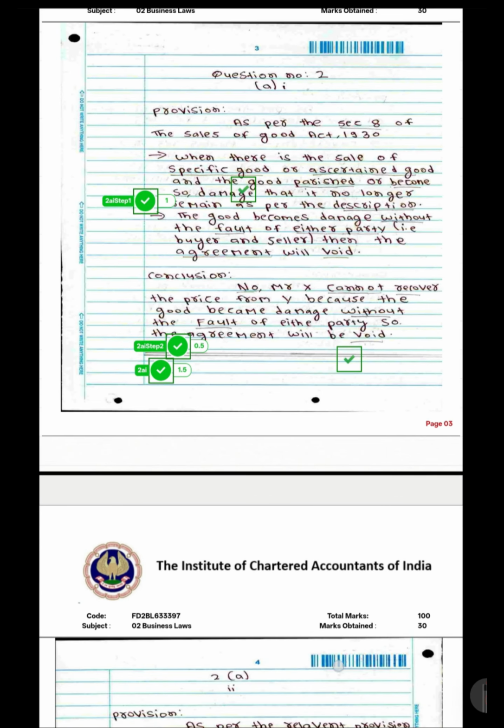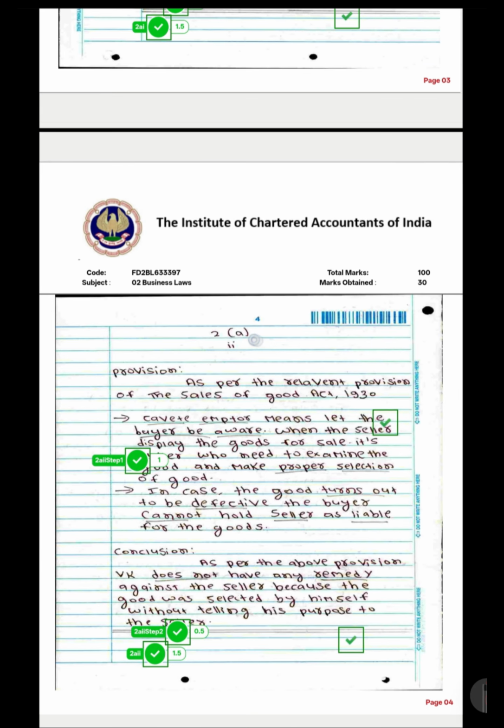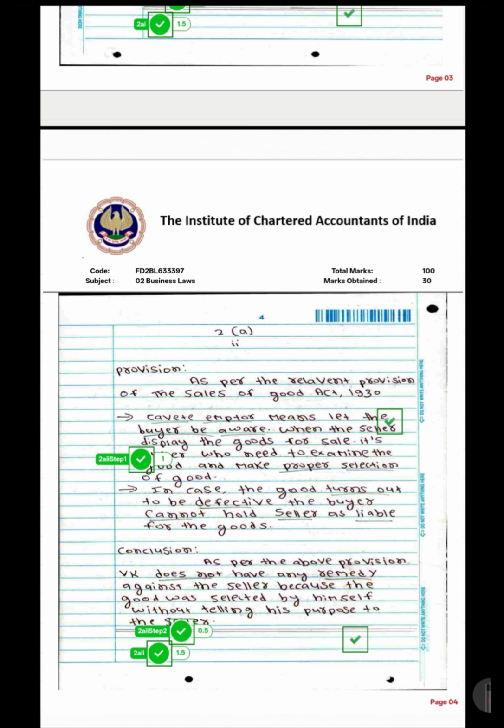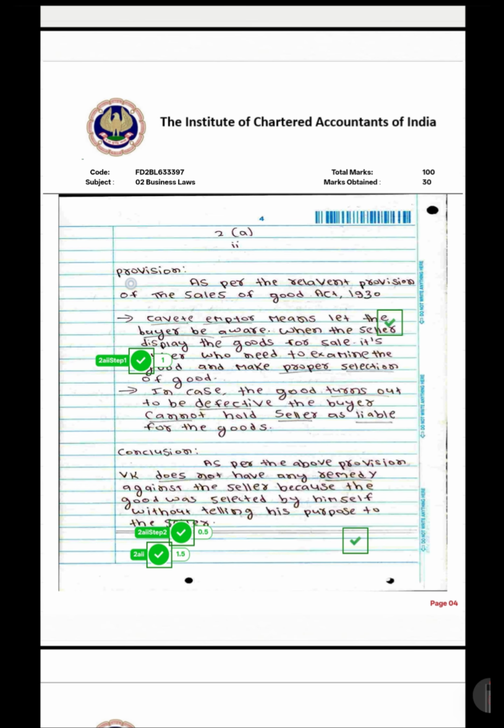After writing this question I went to 2A, and I wrote every question number in the center so that the checker won't find any difficulty in seeing which question it is while checking my paper. Again I started with the provision here. I haven't written the section, but I have written here 'relevant provision', and again I started with an arrow.